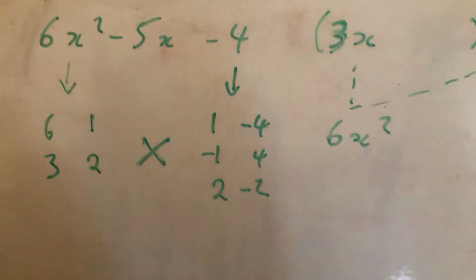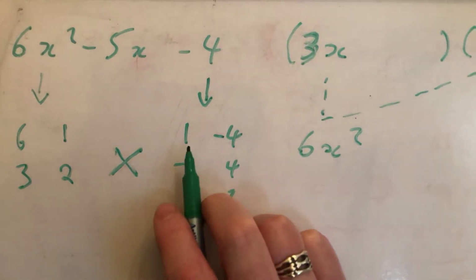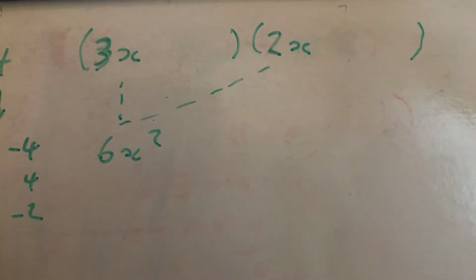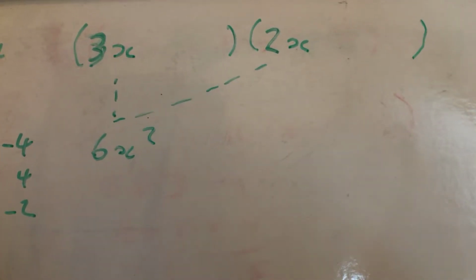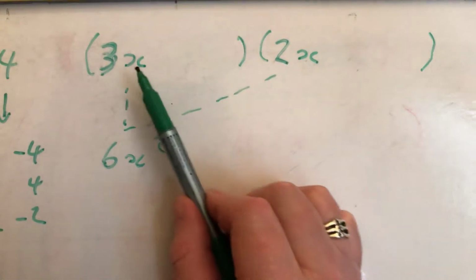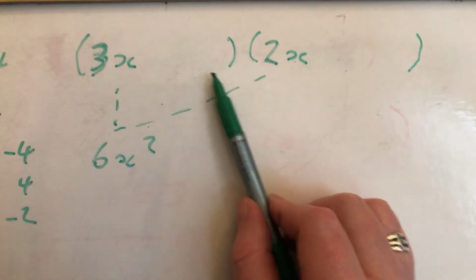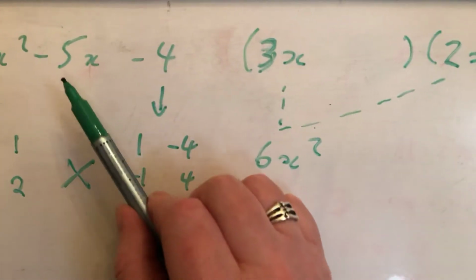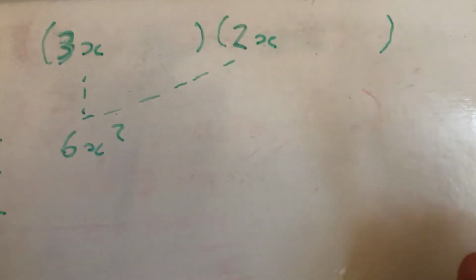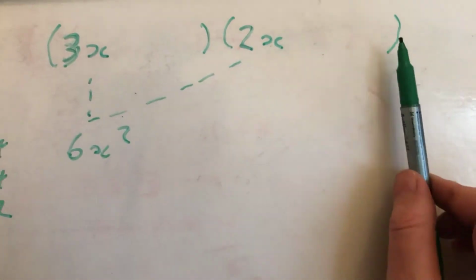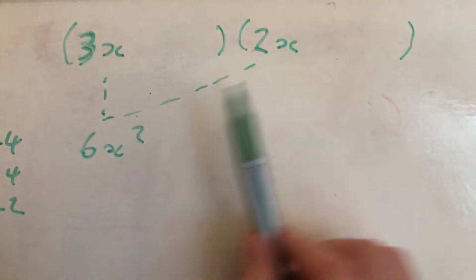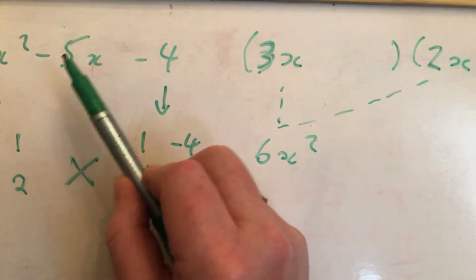Right, let's go back to our combinations here. So we've got 1 and minus 4, minus 1 and 4, and 2 and 2. If we go with the 2 and the 2, that'll give us 3x times 2 is 6x, and 2x times 2 is 4x. We're going to struggle to get that anywhere near 5x. So we're left with the 1 and the 4. So 3x times 4 would be 12x, and 1 times 2x is equal to 2x. So we've got 12x and 2x. Again, we're not going to come anywhere near close to that.